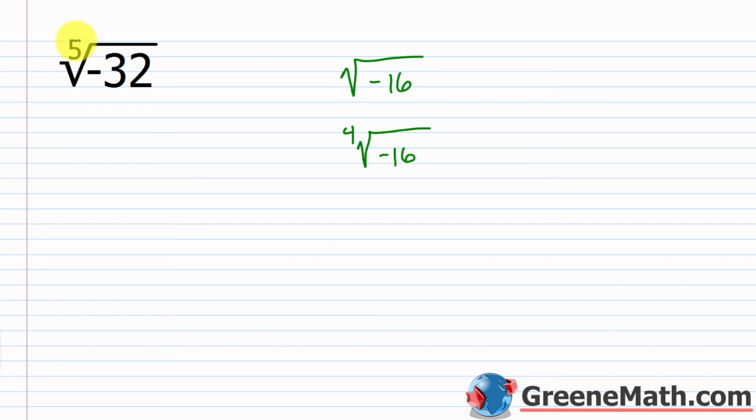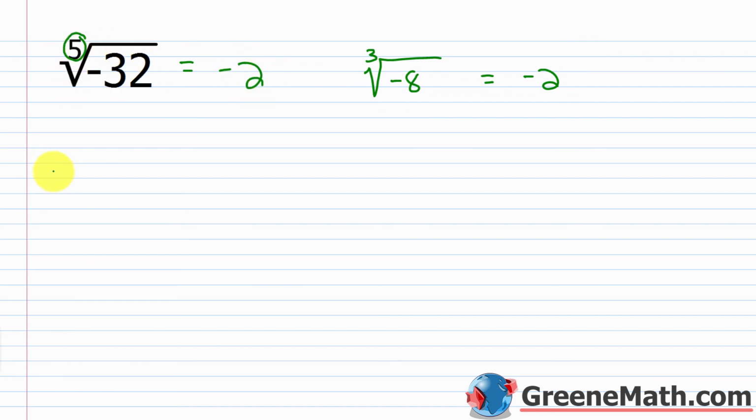If I have an odd index, like I have here, it is possible, right? Because an odd number of negative signs would, in fact, give me a negative result. So if I had something like the cube root of negative 8, this is a real number. It's negative 2. Negative 2 times negative 2 is positive 4. Positive 4 times negative 2 is negative 8. In this case, we have 5. 5 is an odd number. So I can have the fifth root of negative 32. That would just be negative 2.